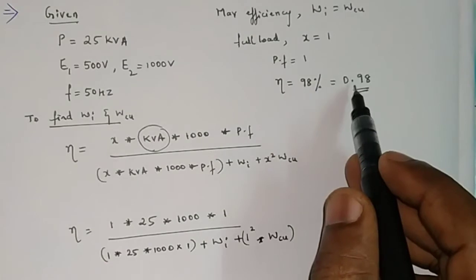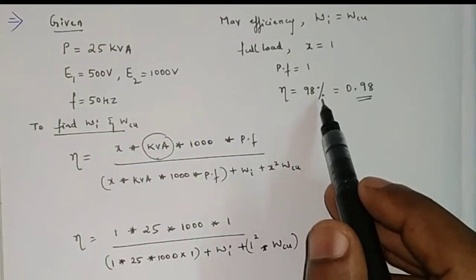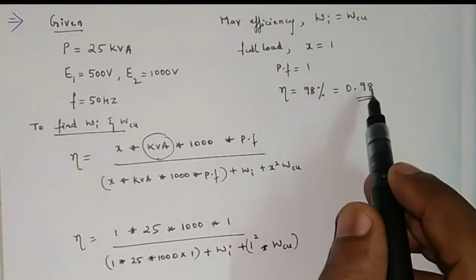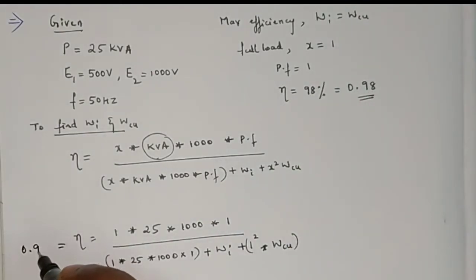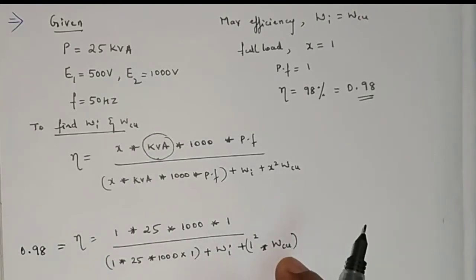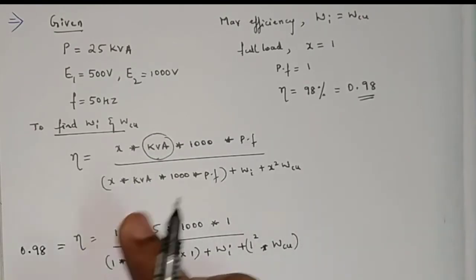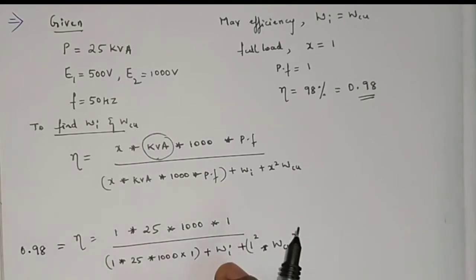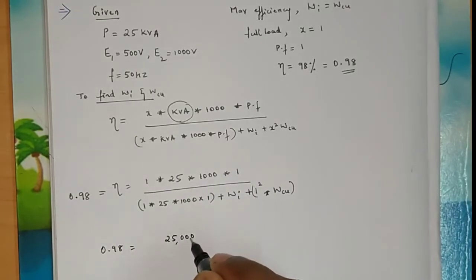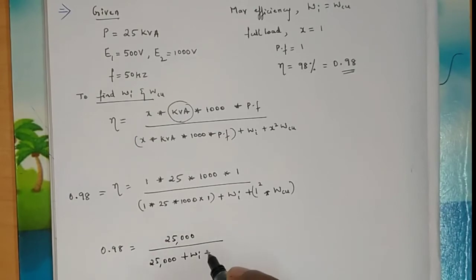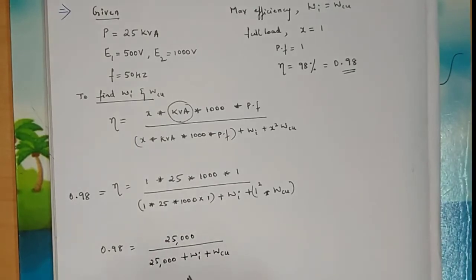Then efficiency is also given, which is 98%. When you substitute in the formula, you have to convert it to decimal, that is what I have converted, 0.98. So efficiency will be 0.98. Now you can see in this formula, iron loss and copper loss are the unknown terms. So I'm going to simplify this and find the value for iron loss and copper loss. I'll explain how to simplify this. 0.98 is equal to, in the numerator, 25,000 divided by 25,000 plus iron loss plus copper loss. This is what you will get when you simplify.